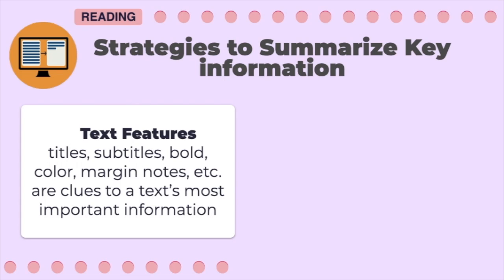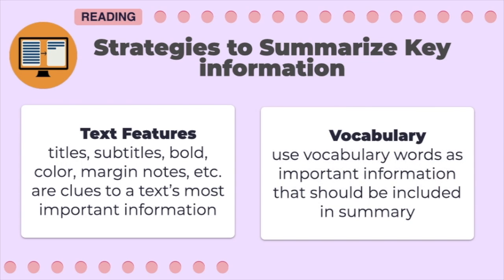Also, look out for text features such as titles, subtitles, bold, color, margins, notes, and etcetera. These are clues to a text's most important information, information you may want to include in your summary. And lastly, use vocabulary. If a text gives you a list of important vocabulary in its preview, use these vocabulary words as important information that should be included in your summary.